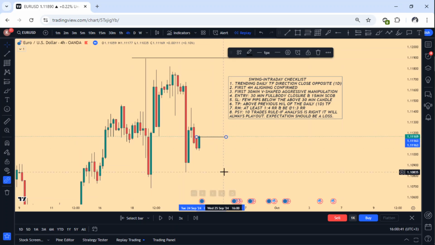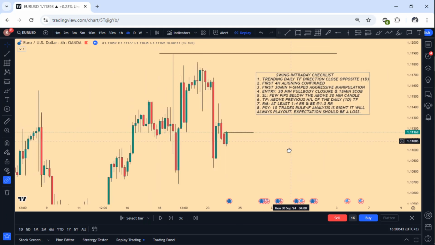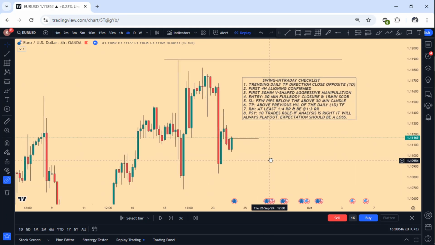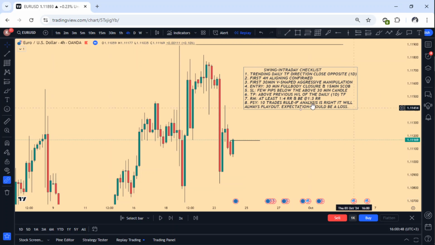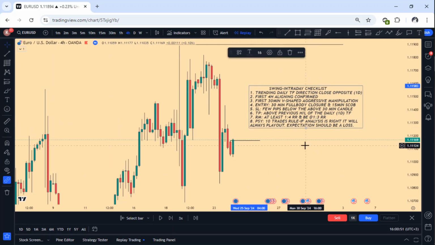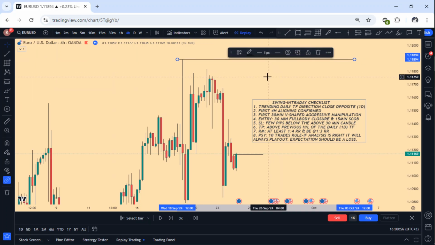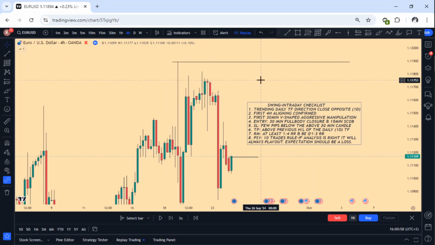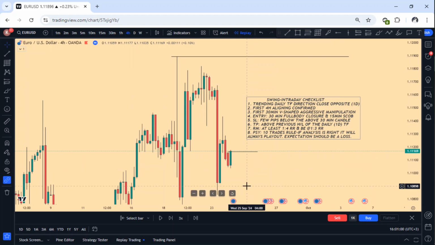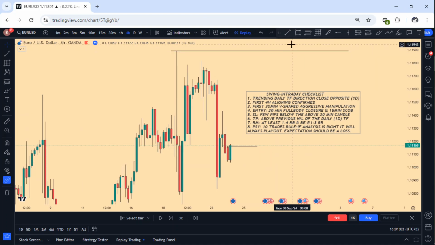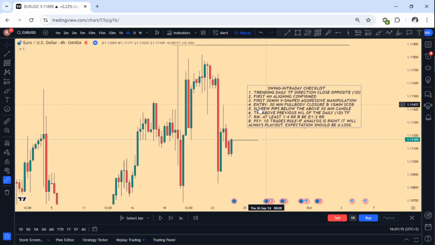Now there are so many criteria that I put in place, but these are the checklist. I only take a trade when the checklist is complete, but there is other additional information that dictates when we should take a trade or look for a trade. Ideally, this is the general thing. The rest are not written here for simplicity. So when the market aligns like this, that is what is called here first 4 hour aligning confirmed. The market is already bullish and has aligned with the daily time frame, the overall trend.